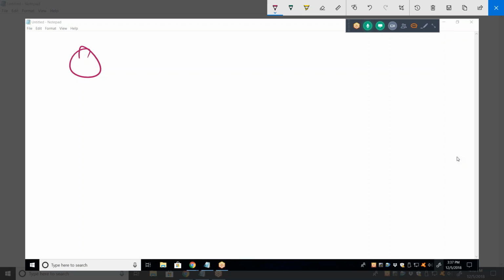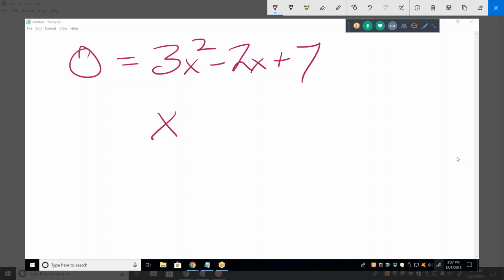All right, the next equation is 3x squared minus 2x plus 7 equals 0. This one's going to give you a negative discriminant. I can tell already because C is really big. So, give me the quadratic formula again.